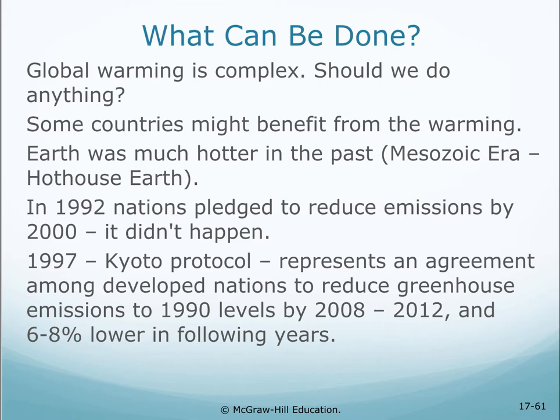Should we do anything? Can we do anything? Some countries might benefit from the warming. Earth was much hotter in the past, during the Mesozoic era. In 1992, nations pledged to reduce emissions by the year 2000. It didn't happen. In 1997, the Kyoto Protocol represents an agreement among developed nations to reduce greenhouse emissions to the 1990 levels by the years 2008 to 2012, and 6 to 8% lower in following years.